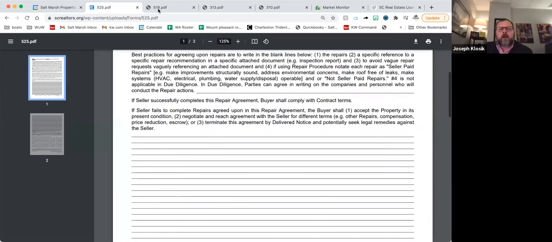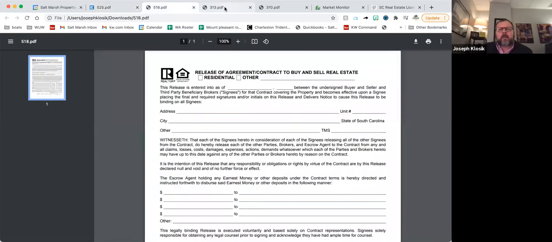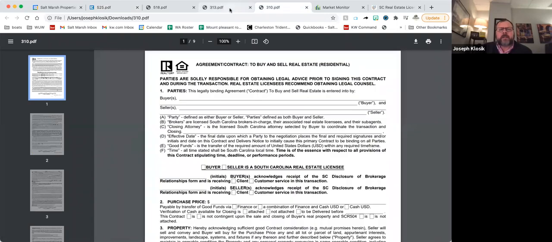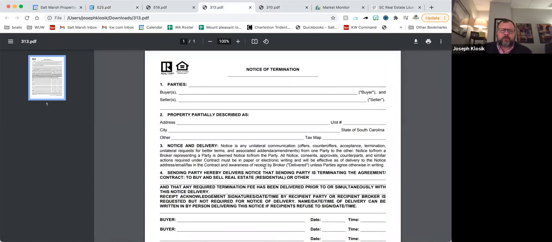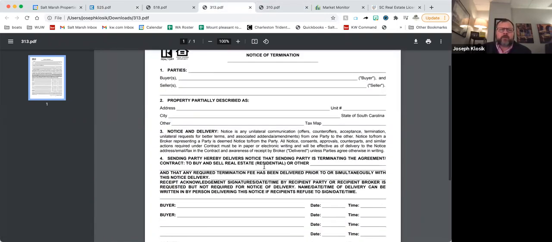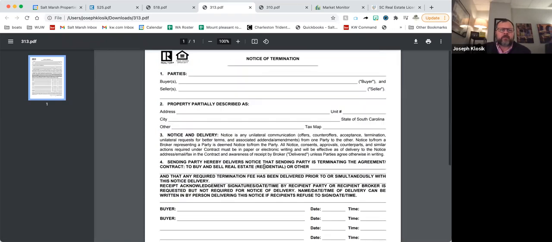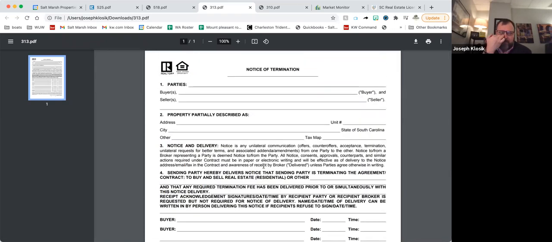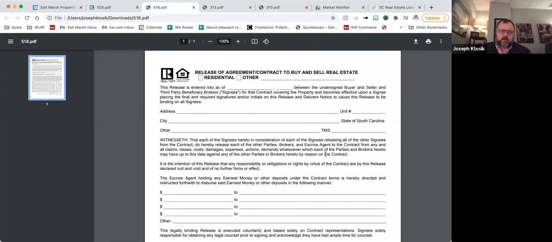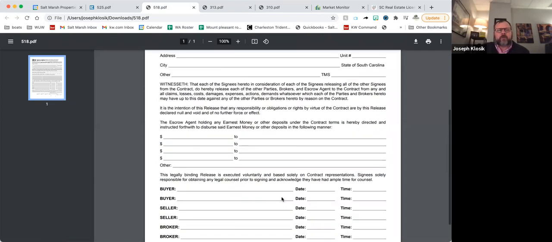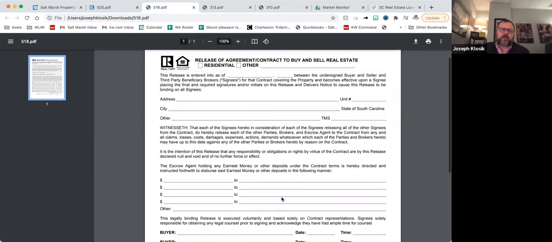All right, form 313 is your notice of termination. So this is what you would use to send the notice of termination. If it is involving the release of earnest money, then you would use form 518, which is the release of agreement to contract buy sell, but also talks about the disbursement of your earnest money down here. Technically, you should use both. Nine times out of ten, people just use 518.